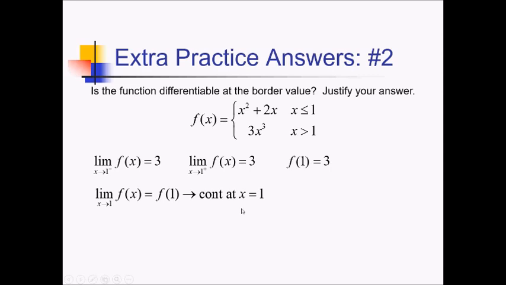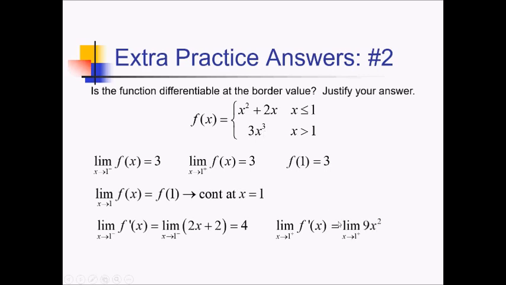And now we move on to the next task, which is figuring out if the limits of the f primes at 1 match up. So left side limit of f prime, that's going to be the left side limit of 2x plus 2 if I take that derivative. So that's going to be 2 times 1 plus 2 is 4. Now I need the right side limit of f prime. That's going to be right side limit of 9x squared. And that's going to be 9 times 1 squared, which is 9. Since the right and the left limits do not match up for f prime, that means that this function is not differentiable at x equals 1.